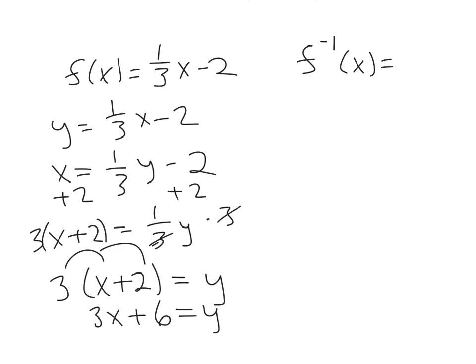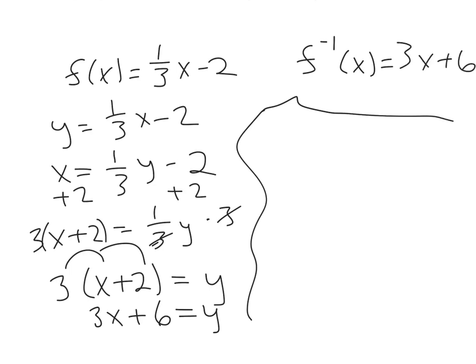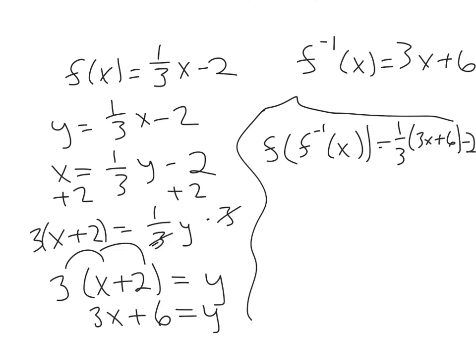Now, you can verify if that's the inverse by doing this. I'll go ahead and create a little border for it. So this would be our 3x plus 6 up here. So I've got f of the inverse of x, and that would be equal to, I've got my 1/3, and I've got 3x plus 6, and then minus 2, okay? So I'm going to distribute the 1/3 in.